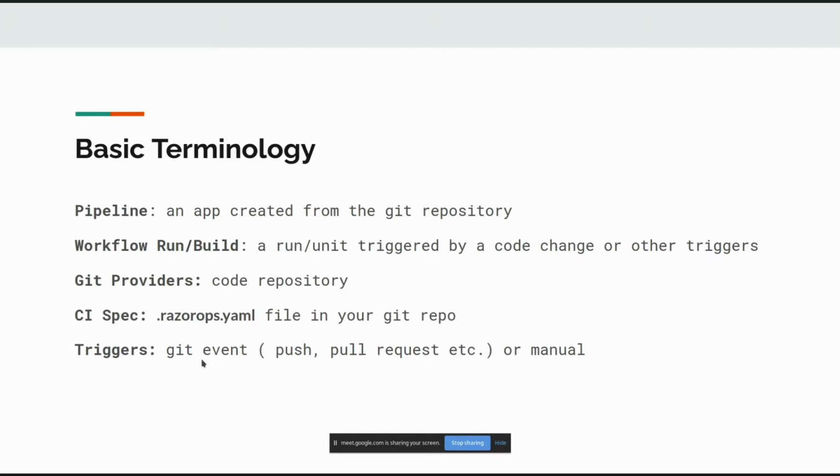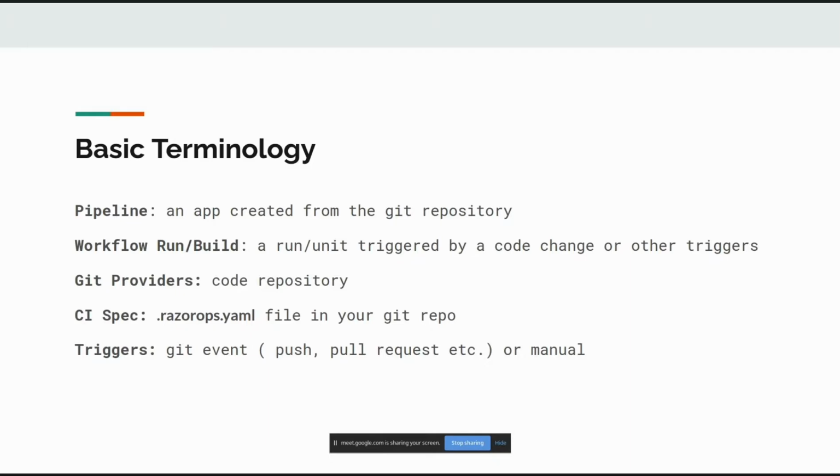Git triggers are common code changes that we make, like push and pull request. You can do manual triggers as well in a CI/CD system. So when Git triggers happen, CI creates a new build for you.